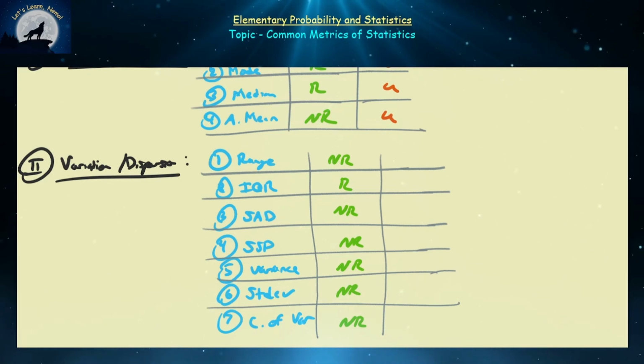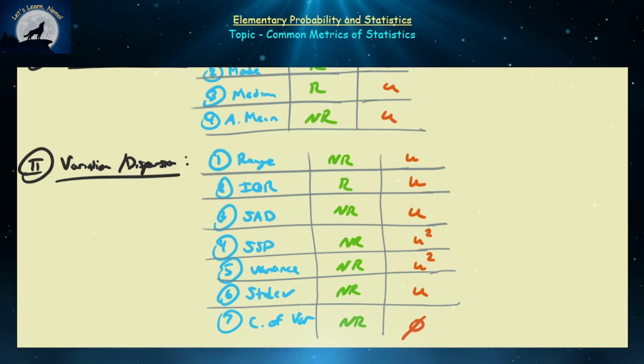And also, what about the units? Well, range is in the original units, IQR the original units, sum of absolute differences in the original units, but sum of square differences in square units. Same thing with variance. Standard deviation fixes that, and the unit for the coefficient of variation is none.